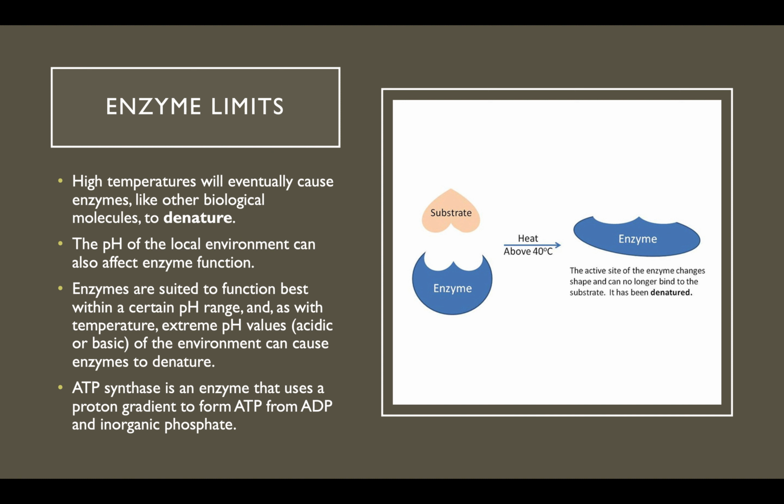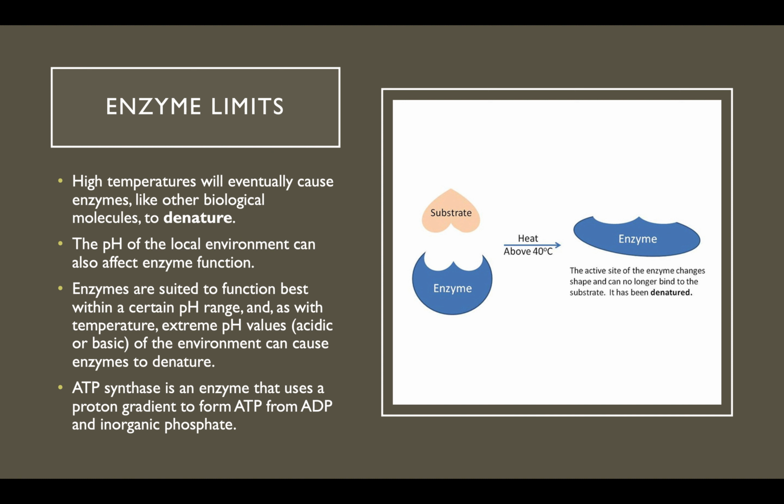ATP synthase is an enzyme that uses a proton gradient to form ATP from ADP and inorganic phosphate. So it forms adenosine triphosphate from adenosine diphosphate.